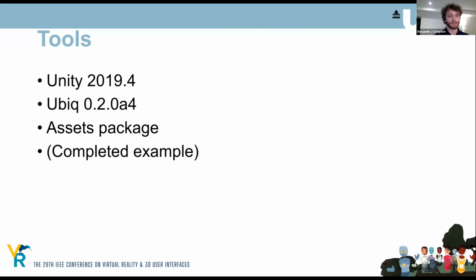For this talk, we'll start from the very beginning of a new project. So we'll use a fresh Unity project. We'll load the Ubiq package and get a sense of the built-in functionality, and then we'll look at extending that functionality with some network objects of our own.